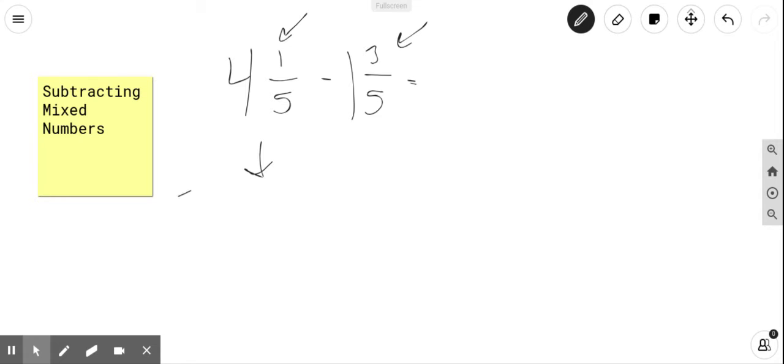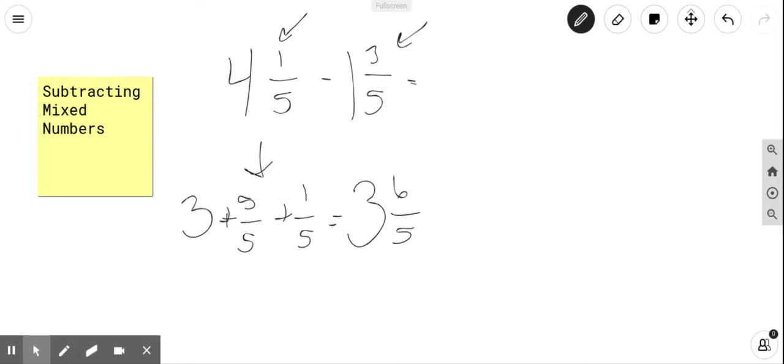Our 4 becomes a 3. We have to pull out one whole fraction from that. So that'd be 5/5 plus the 1/5 that we had there before. So we have 3 and 6/5. Okay, so now that we've changed that mixed number into an improper fraction, we can continue the problem.